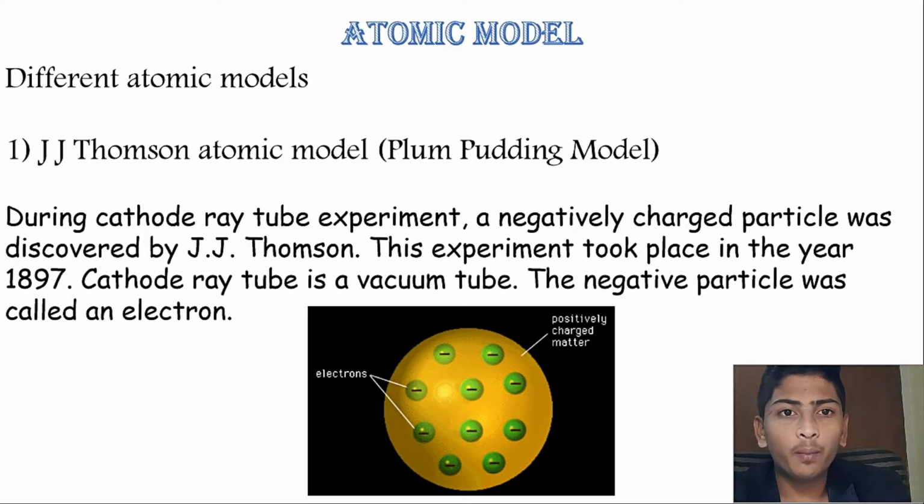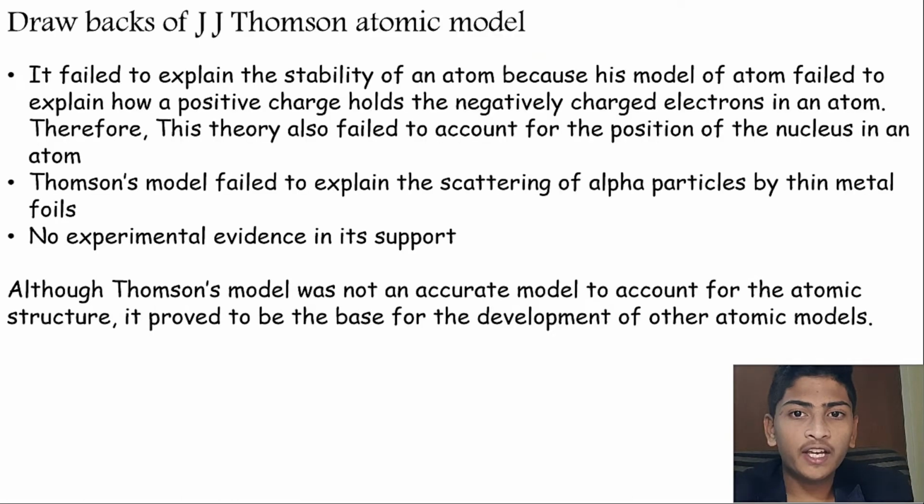There were many drawbacks, many things that he could not explain. The first one is that he could not explain the stability of the atom, because his model failed to explain how positive charge holds negatively charged electrons in an atom. Therefore, this theory failed to account for the position of the nucleus in an atom. As the nucleus was already discovered by Rutherford, he could not explain the stability of an atom where electrons were inside the positively charged mass.